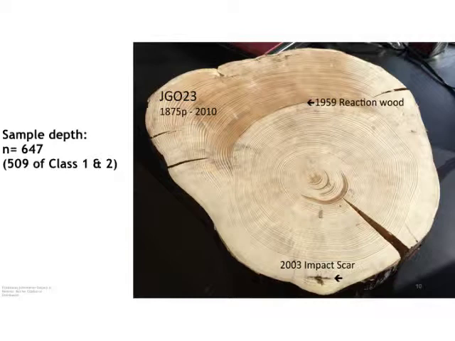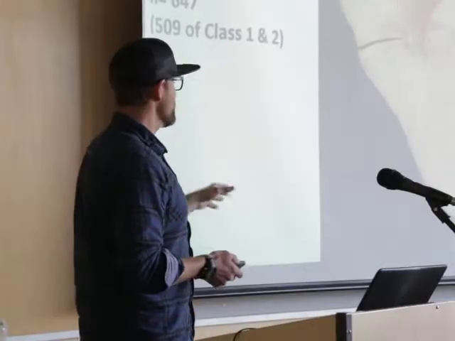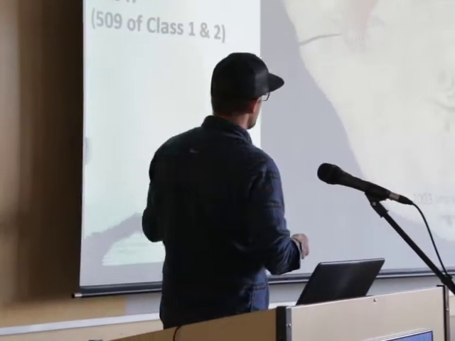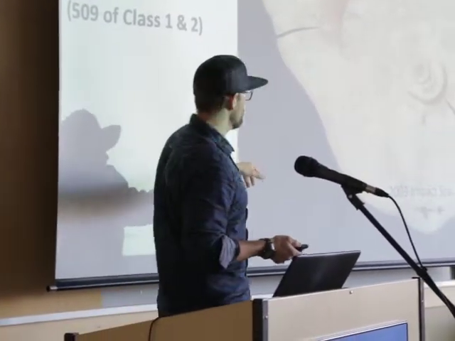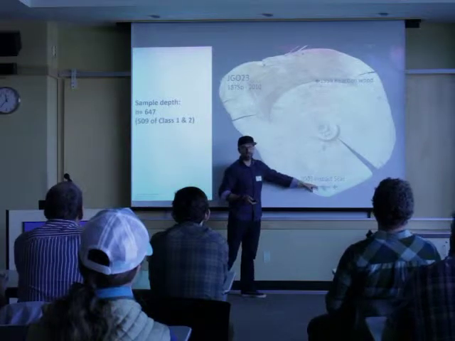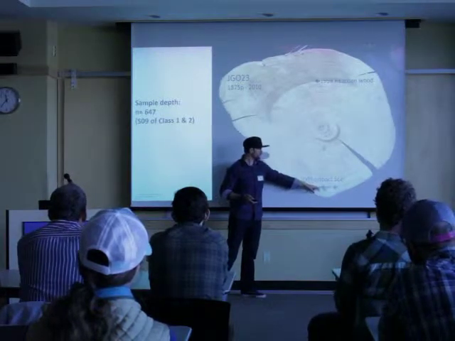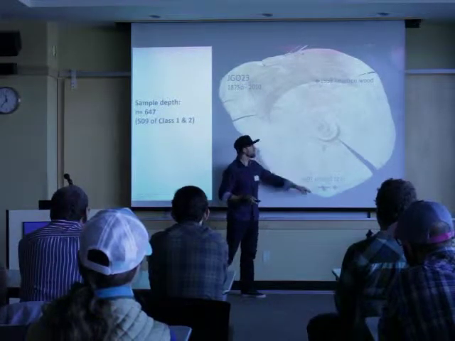So in terms of cross sections, we have about 650, and 509 of those are class 1 and 2. What do I mean by class 1 and 2? So we have a 5-scale category when we classify these scars. Class 1 is your best signal. So an avalanche hits a tree, it actually leaves a physical scar that looks like this.